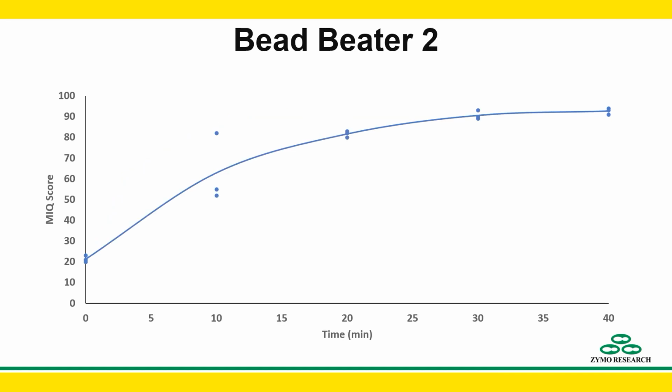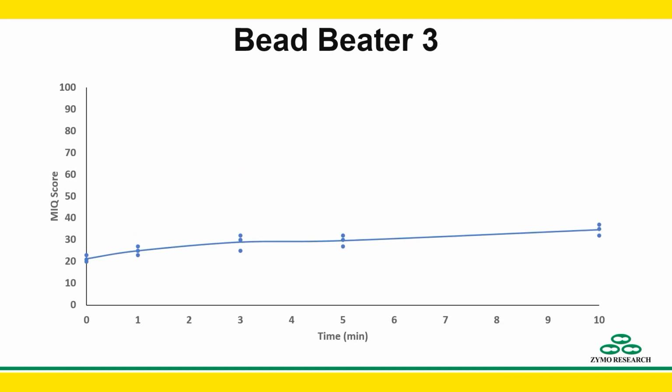For bead beater number 2 here, and you'll notice we have a slightly different x-axis on a different scale, 10 minutes on this machine gives us highly inconsistent performance, with one sample looking pretty good and 2 samples looking pretty unacceptable. Running this machine out to 40 minutes, though, starts giving us good performance. And in fact, by 30 minutes, and especially by 40 minutes, we're seeing consistently scores again in the high 80s or 90s, which is where we want to see them. So this machine is also acceptable, so long as we extend the bead beating run a little bit longer.